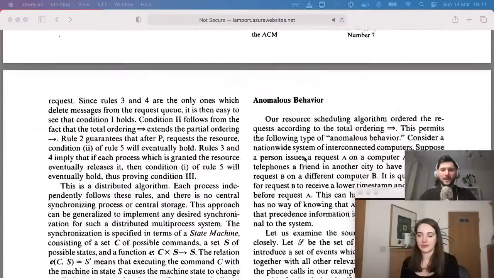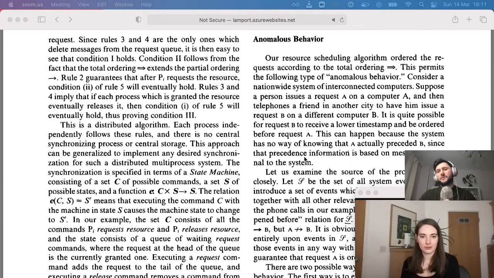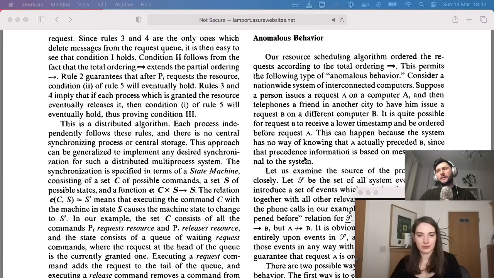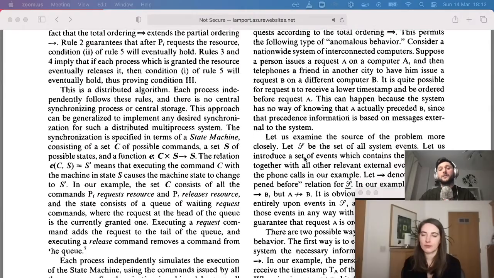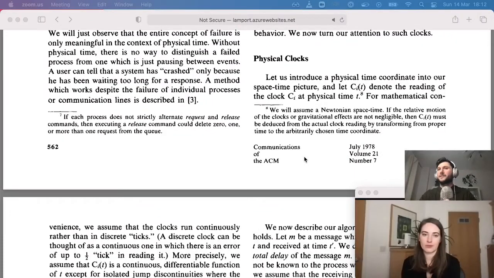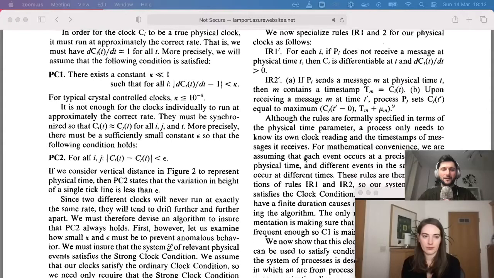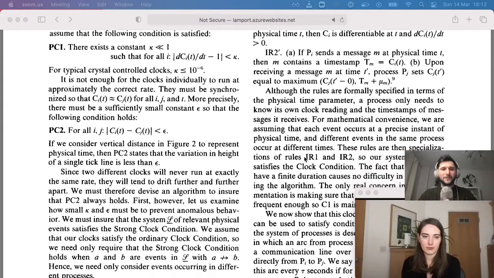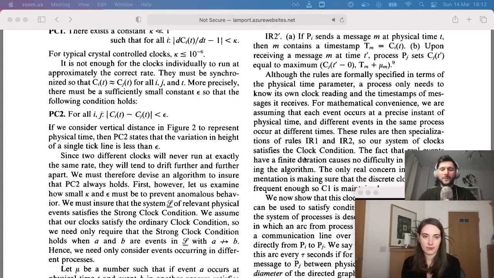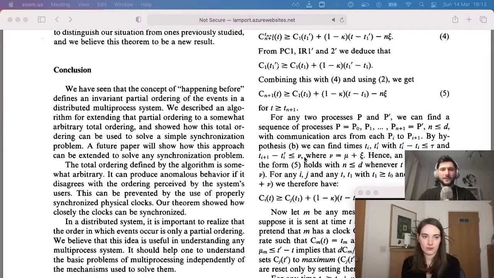Anyway, next up, the section Anomalous Behavior talks about what happens when we look at events not just inside of the logical space, but also real-time events, and goes on to introduce the physical clocks and how to synchronize them in the physical clocks section. After just laying down some hard math. It's not that hard, but it's very interesting math. He proposes a theorem, and that's mostly it. That's the overview.